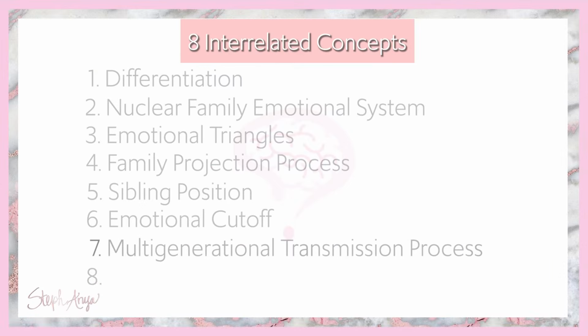The multi-generational transmission process, which is our 7th concept, is kind of similar to the family projection process. So I do want to say that in advance because it's going to be a little bit confusing. But here we're just emphasizing how generationally, when you see this over time, you have 2 parents who are lowly differentiated, they get together, they have a bunch of children.